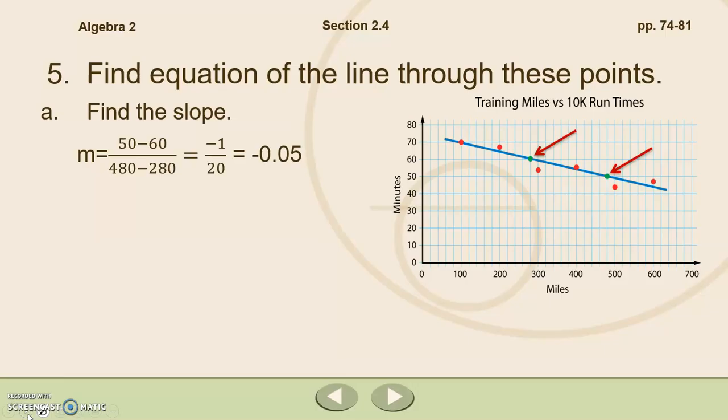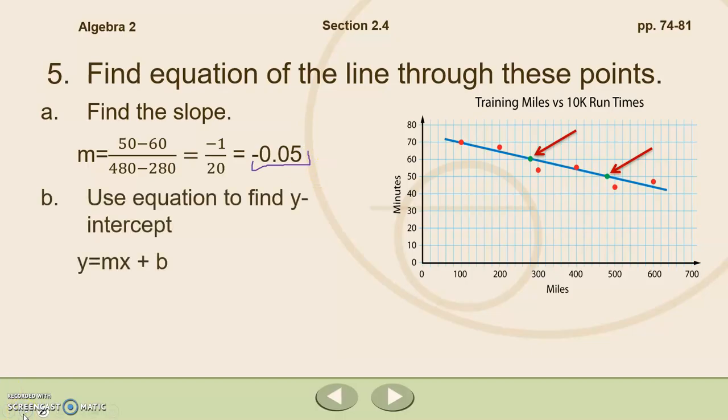Okay, once we have our 2 points, we can find the slope using y1 minus y2 over x1 minus x2. We find our slope is -1 over 20. Because this is a real-world problem and we are dealing with minutes, we are going to convert that to decimals, since minutes are not usually measured in fractions. If you think about your stopwatch, you're not measuring in fractions, you're measuring in decimals.